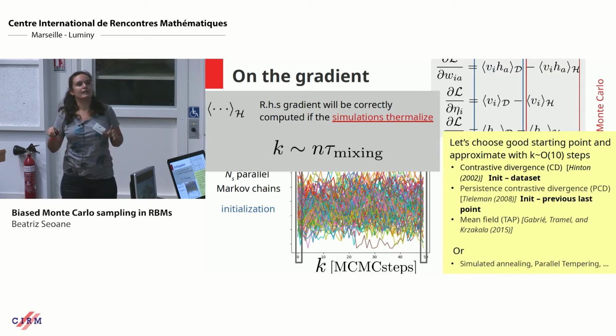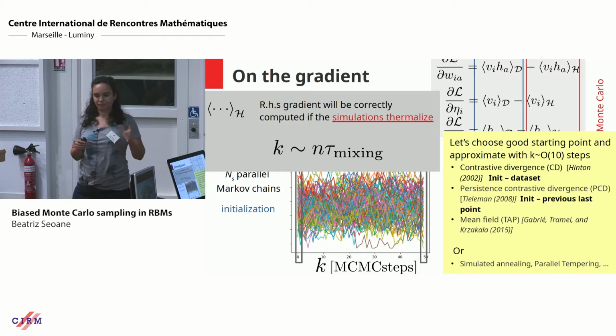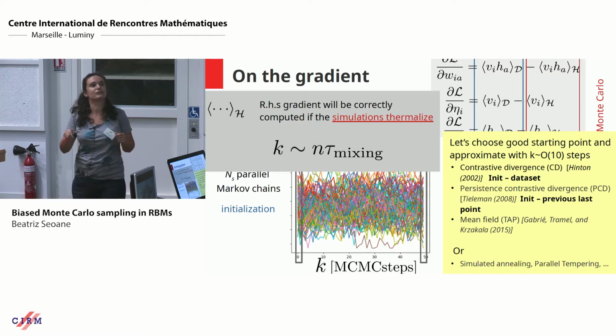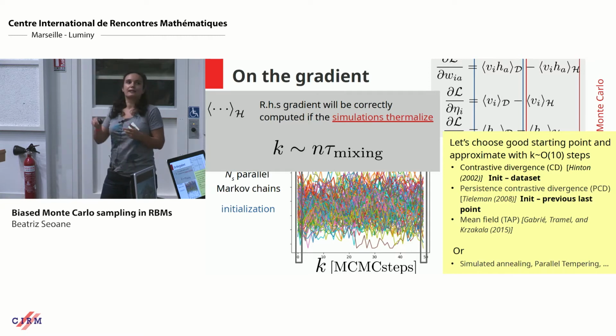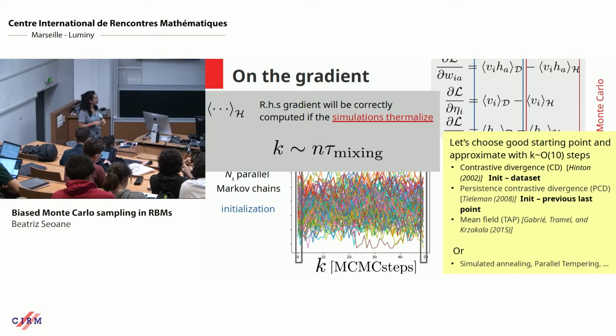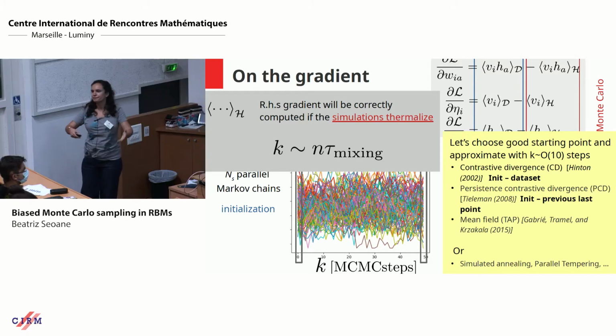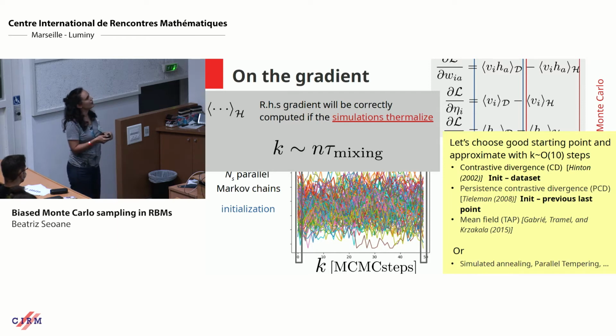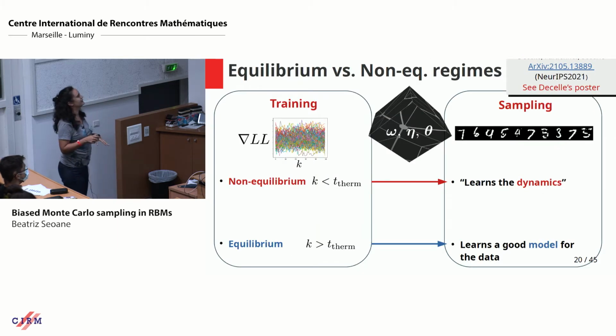There are also algorithms using mean field, using the TAP equations to improve the sampling, but it will also be a few steps. It has also been tried, and it can work well or not, to introduce temperature in the equation, doing simulated annealing or parallel tempering to try to thermalize, but without computing the time.